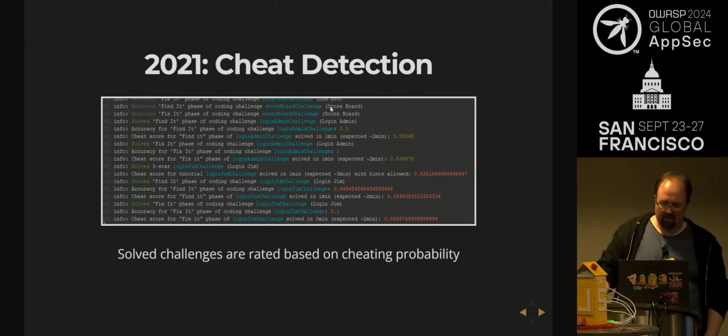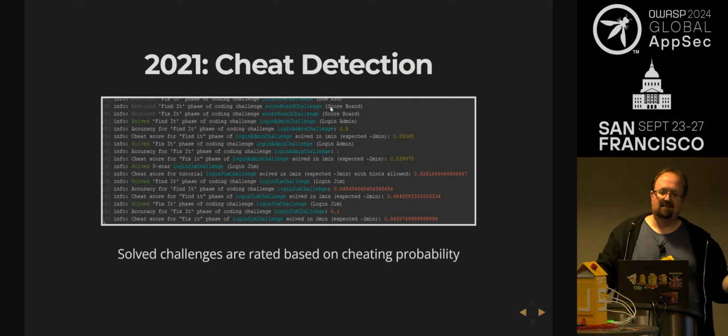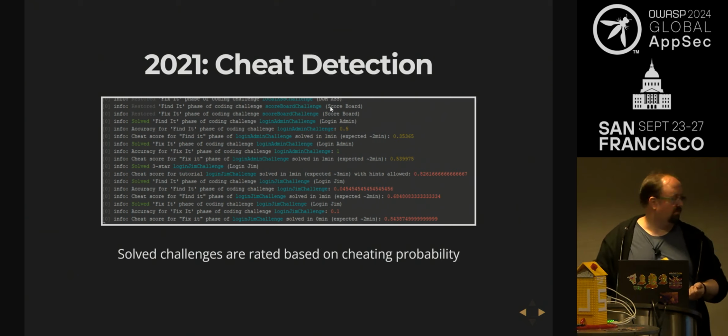JuiceShop, for a couple of years, also has built-in cheat detection. So it will measure how long it takes for a user to solve one challenge compared to when they solved the previous challenge. And based on the difficulty of the challenges and some other dependency factors, it calculates a cheat score. This is not super accurate, but it gives a rough idea. When I run the automated test suite, which basically exploits the entire challenge suite, I typically get like 97% cheat probability. So that's pretty good. So if you're too fast, JuiceShop will assume you're cheating.